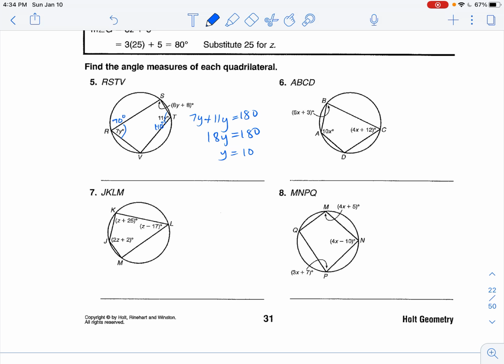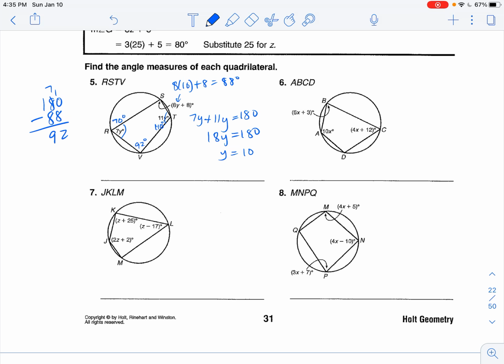Angle T, well, 11 times 10 would give me 110. And if I substitute in the 10 for the y here, 8 times 10 plus 8, that's 88 degrees. And if I want to find the last angle, I need to add up these three and then subtract from 180. Actually, I could just find the supplement to 88. Sorry about that. Let's do this instead. And I believe that's going to give me 92 degrees. Angle V is 92 degrees.